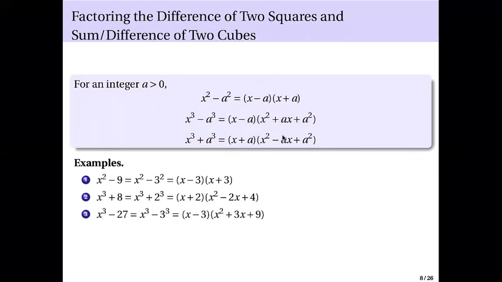So we will have x minus 3 for the first factor. For the second factor, we have the square of this, that's x squared. Then since the original is minus, we need to use plus for the other factor. And then we multiply the two, so that's your 3x. And then the square of 3, that's 9.